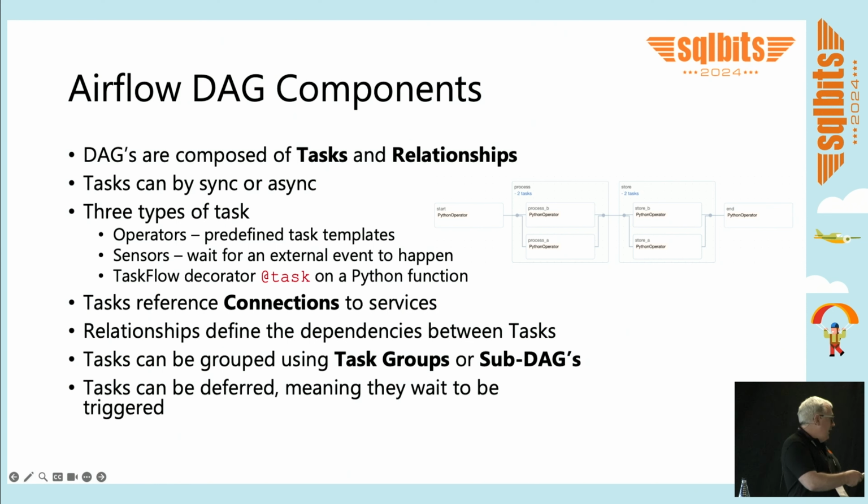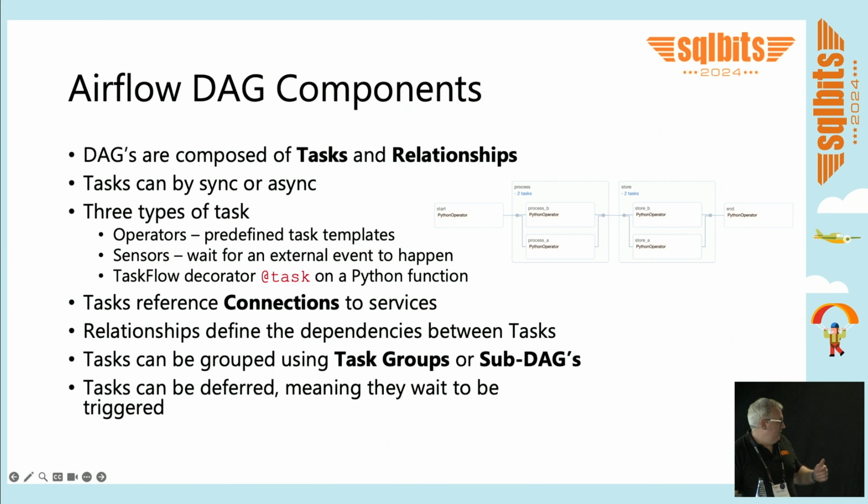The relationships are basically defined in Python as well. So this is saying this task depends on this one. And we can set things like descriptions on that at the same time, so we understand what those dependencies mean.